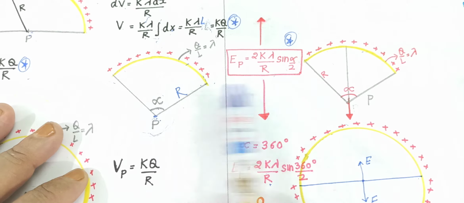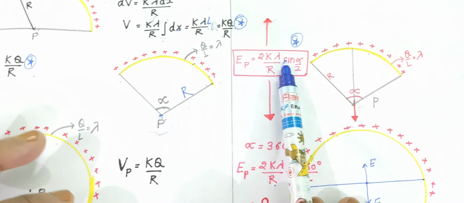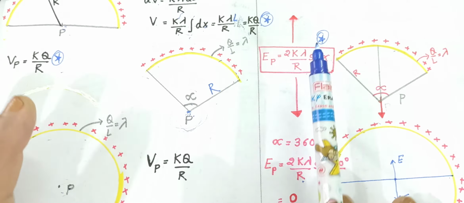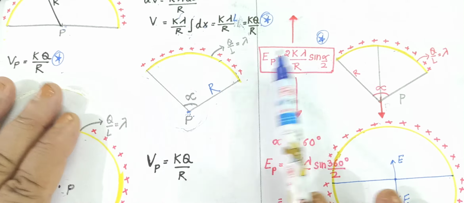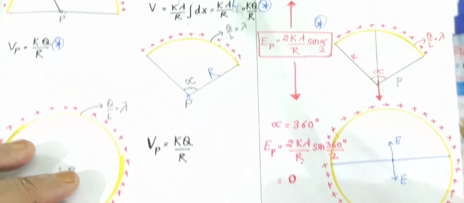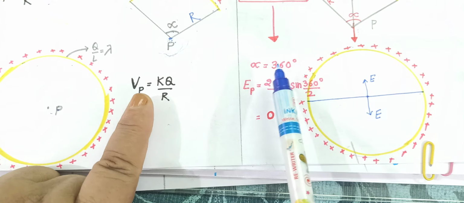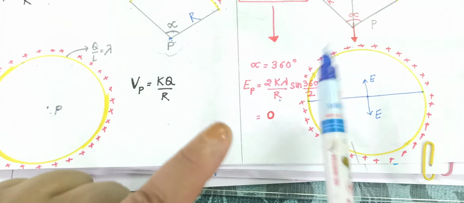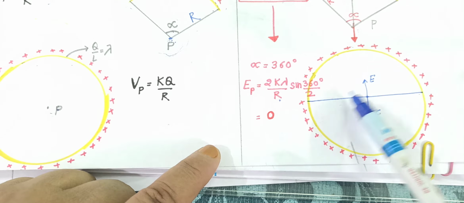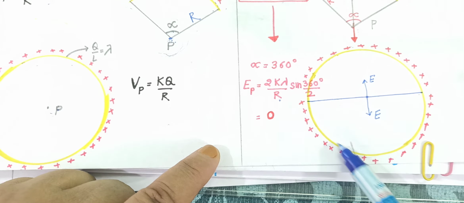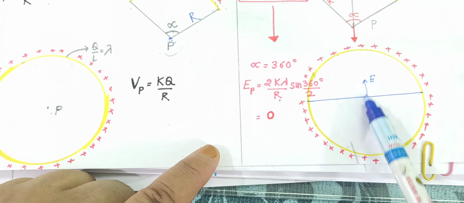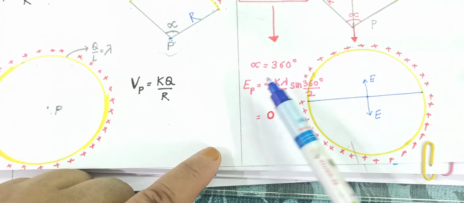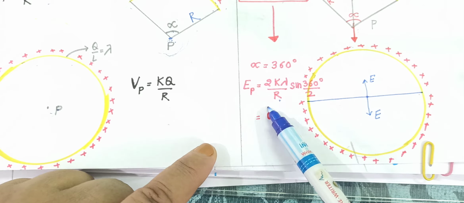So here just keep the two formulas side by side, kq by r, and here 2k lambda by r sine alpha by 2. Although they don't resemble, they are related with the same situation. And this is quite interesting. Potential of the ring at its center is kq by r, but the upper half of the ring is producing field downward and the lower half of the ring is producing field in upward direction, radially outward, and the field value is the same, 2k lambda by r.